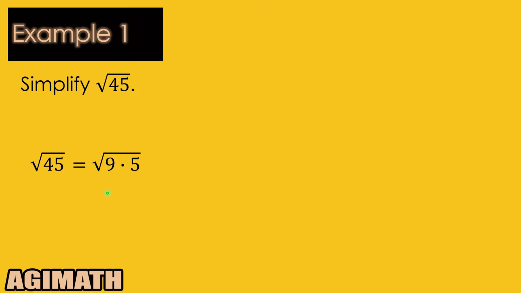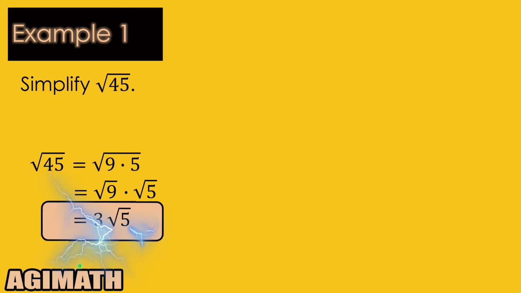After that, we can apply the laws of radicals wherein we are going to separate the factors, which are 9 and 5. So we can have the square root of 9 and the square root of 5. Basically, I'm just showing you how you are going to do it step by step. Now, what's the square root of 9? Square root of 9 is 3. And since 5 is not a perfect square, we just copy the square root of 5. And that's it.